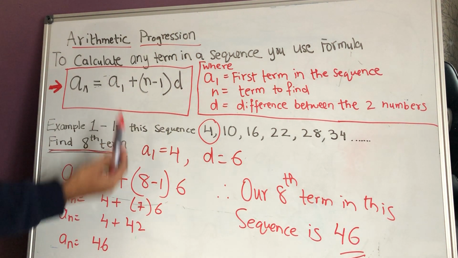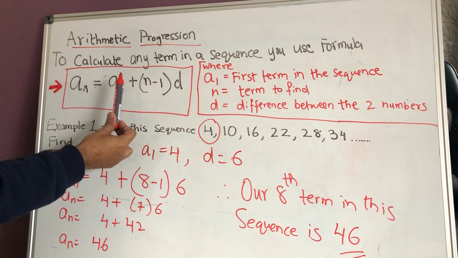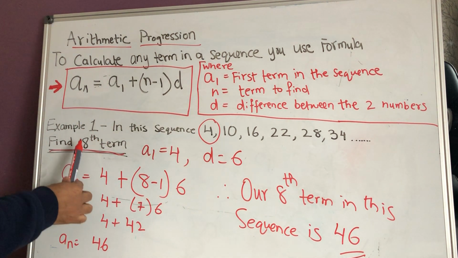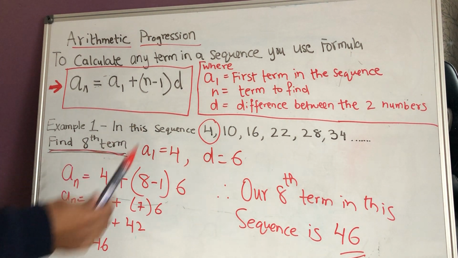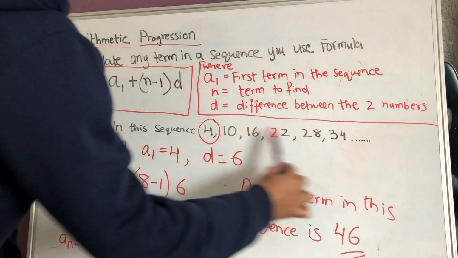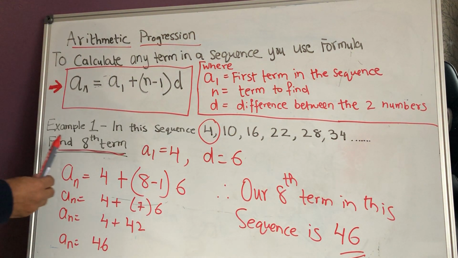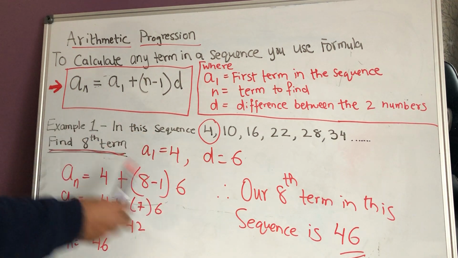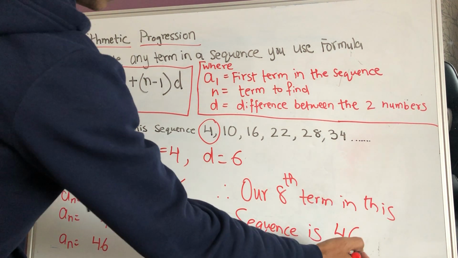Using this formula, you can work out any term if you want. You can work out the 100th term, you can work out the 1000th term, and so on. So in this sequence of numbers, we have found the eighth term using this equation, and that is 46.